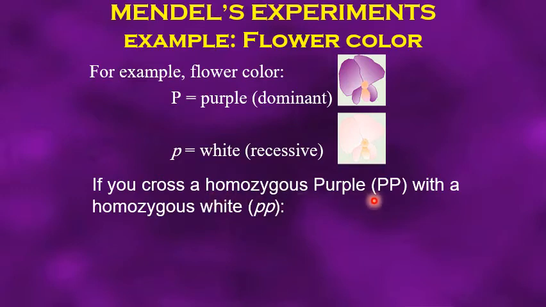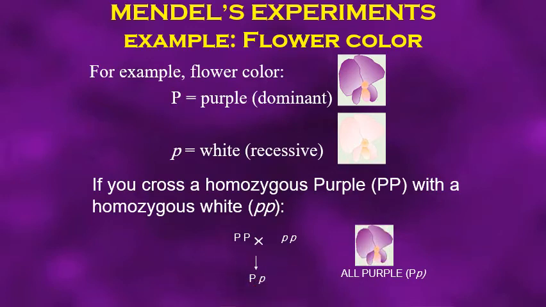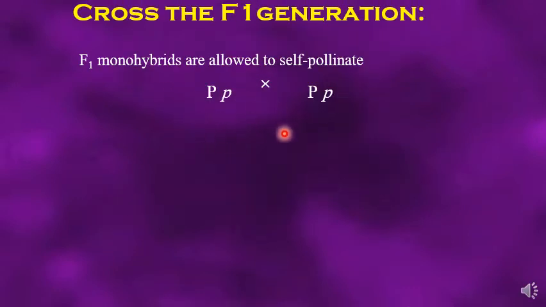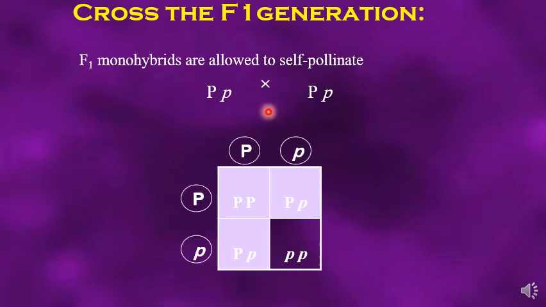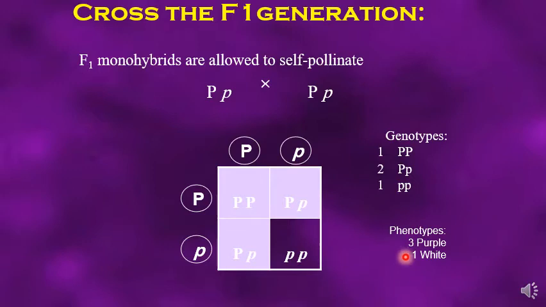He crossed homozygous purple with homozygous white. He showed all the F1 purple with heterozygous genotype. If the F1 monohybrids are allowed to self-fertilize, Mendel showed the genotypic ratio is 1 to 2 to 1: 1 homozygous dominant, 2 heterozygous, and 1 homozygous recessive. And the phenotypic ratio is about 3 to 1: 3 purple and 1 white.